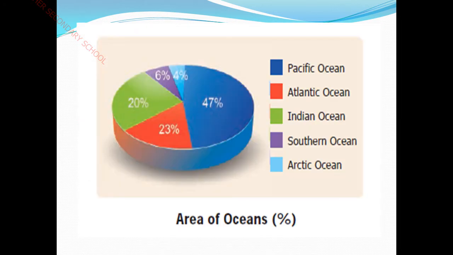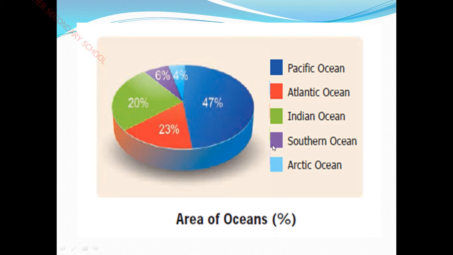And afterwards you learned through the pie chart what percentage of the ocean area is covered. See here, the blue color refers to the Pacific Ocean, which covers 47% of the ocean area, and the red color denotes the Atlantic Ocean. It covers 23% of the ocean area. And third, the green color denotes the Indian Ocean. It covers nearly 20% of the ocean area.